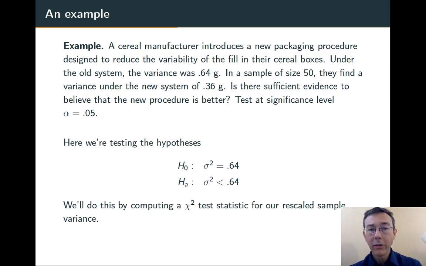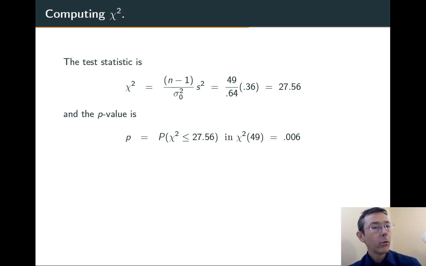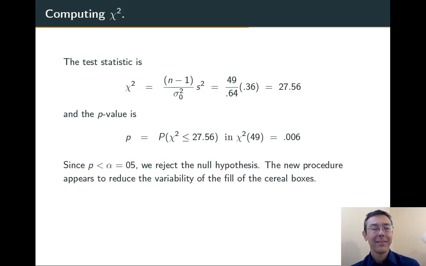So here we have a one-sided alternative hypothesis that the variance is in fact less than it was, 0.64 grams. So let's compute a chi-squared statistic for the sample that we got. We take the sample variance, 0.36, multiply it by the number of degrees of freedom, one less than the sample size, divide by the variance under the null hypothesis, and we get a test statistic of 27.56. It's a one-sided alternative hypothesis, so we want the probability of randomly getting a chi-squared value less than or equal to that in chi-squared of 49. We compute that probability using technology, and we get 0.006.